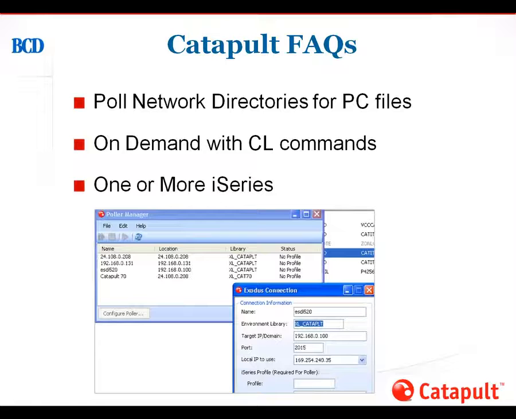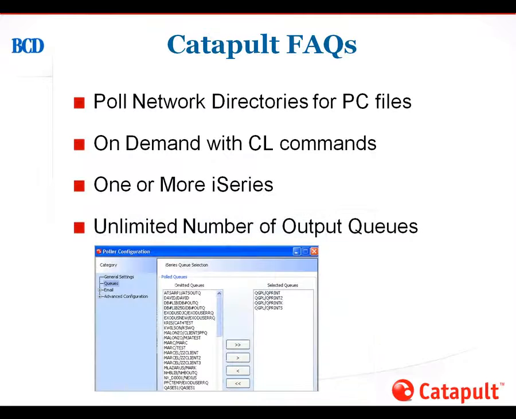And you can also poll more than one iSeries. So with the one Polar, you can hit multiple iSeries, but not only that, in Catapult, you can have multiple environments on the same system. So that's always handy as well. Sometimes you might have a test and a production, or have it split up differently. So that is possible. And you can poll as many output queues as you want.